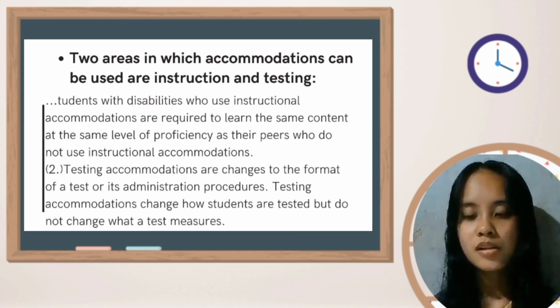Testing accommodations are changes to the format of a test or its administration procedures. Testing accommodations change how students are tested, but do not change what a test measures. Commonly used testing accommodations include having the test read aloud, allowing for extended time, permitting scribes or dictations, and giving the test in a small group setting.